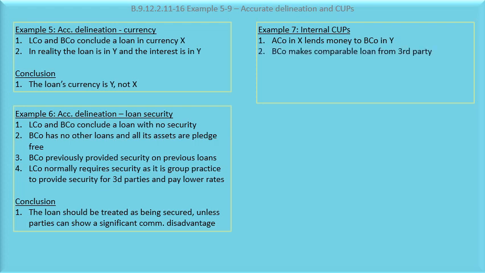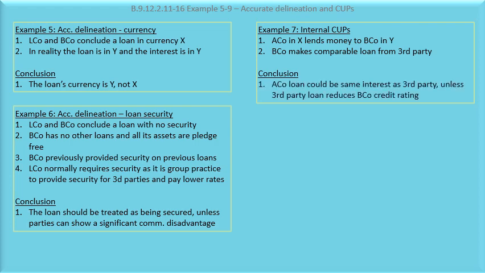BCO makes a comparable loan from a third party, and as can be expected, the UN says that the ACO loan could be the same interest as the BCO third party loan. But the interesting thing is the UN says then unless the third party loan reduces the BCO credit rating. And this is obviously something to consider, right?